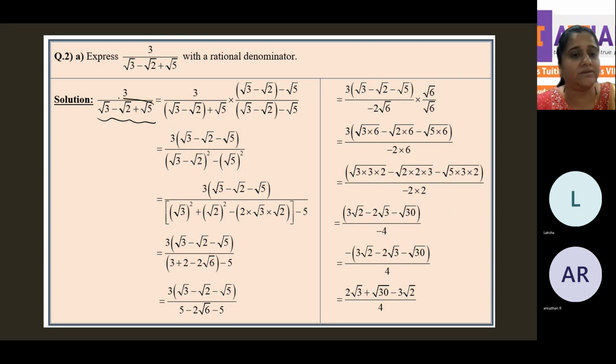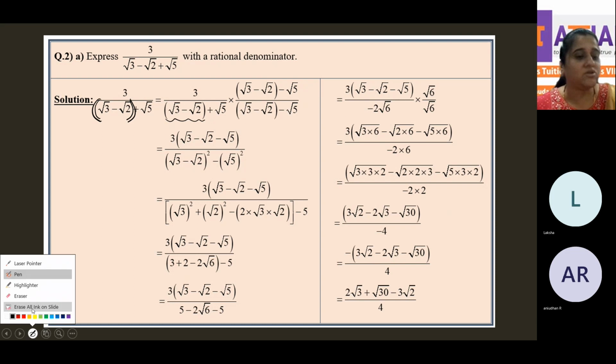Now you can see the denominator here is irrational. You need to rationalize the denominator. So what you have to do is enclose the first two terms in a bracket. Can you see it here? Enclose the first two terms in a bracket.